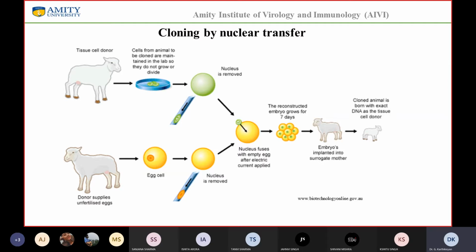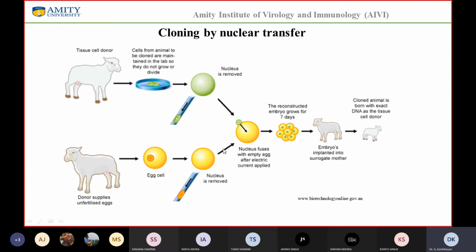For some reason, the moment this 2n nucleus gets into the egg, the egg behaves as though it got fertilized, and that's how it starts dividing. Because the nucleus was derived from this donor, you're essentially creating a clone of this donor. Then you have a cloned animal with exactly the same DNA as this donor. So this mother serves as a surrogate.